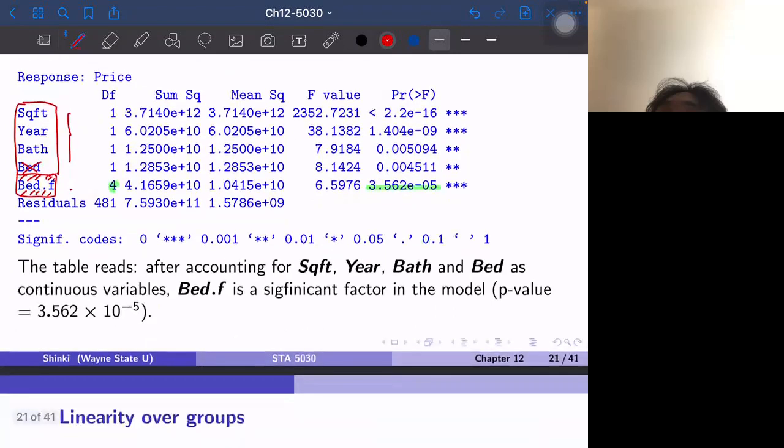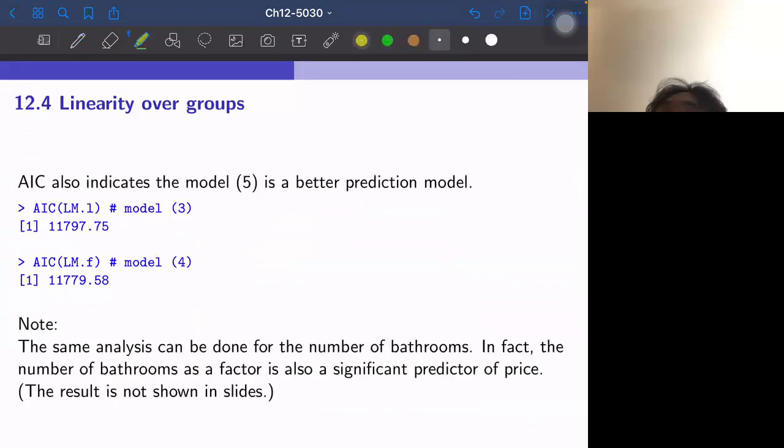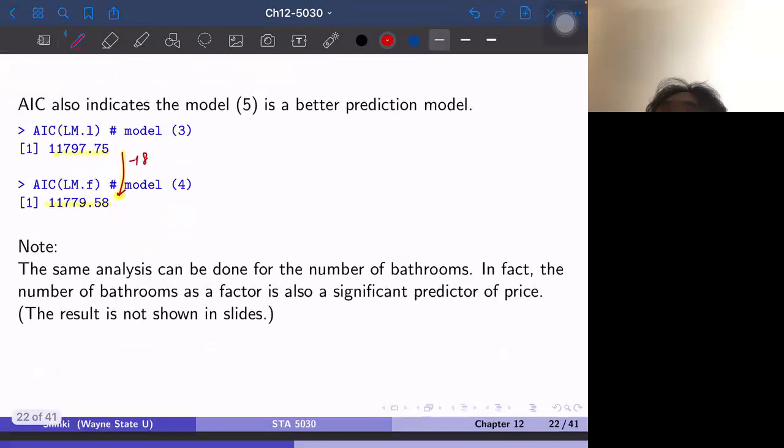Finally, we can see that the AIC of the larger model is better by 18. So it's much better. AIC gets worse by 2 if a variable is entirely useless, so the improvement of 18 is a pretty large amount.